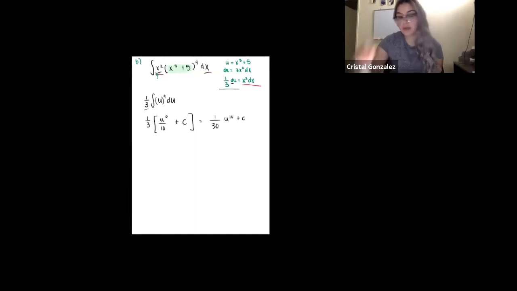But remember that our function was in terms of x and not u. So we're going to replace our u by what we substituted in for, which is going to be 1 over 30, and then u equaled x cubed plus 5. So now I'm substituting that back in, plus c. And that's our answer. Easy, right?